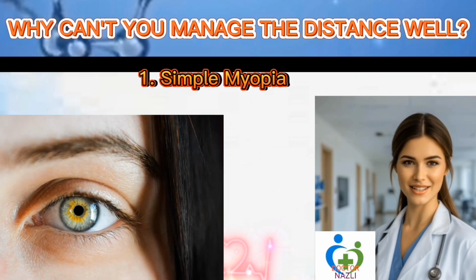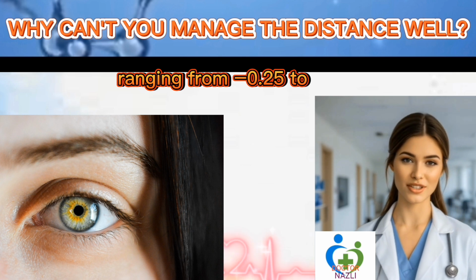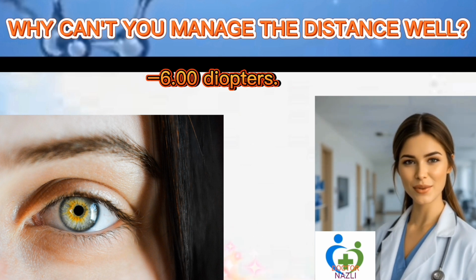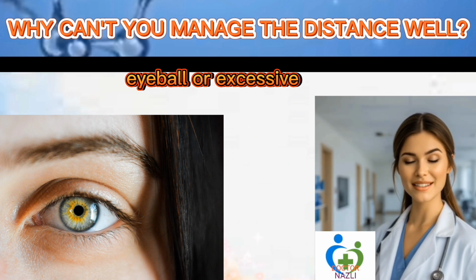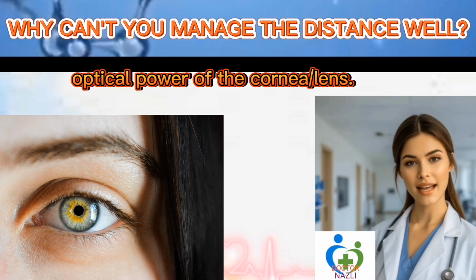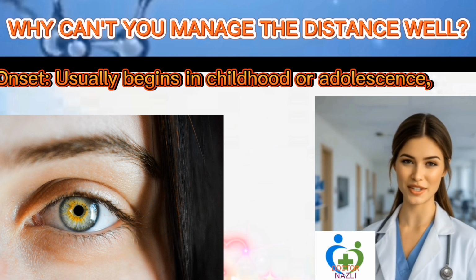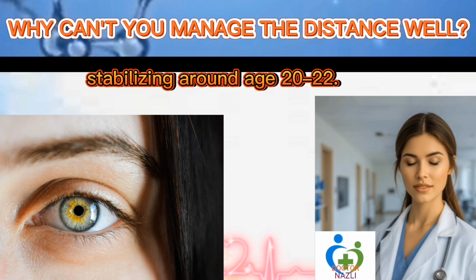1. Simple myopia. Definition: refractive error ranging from 0.5 to 6.0 diopters. Characteristics: caused by a slightly elongated eyeball or excessive optical power of the cornea or lens. Onset usually begins in childhood or adolescence, stabilizing around age 20 to 22.